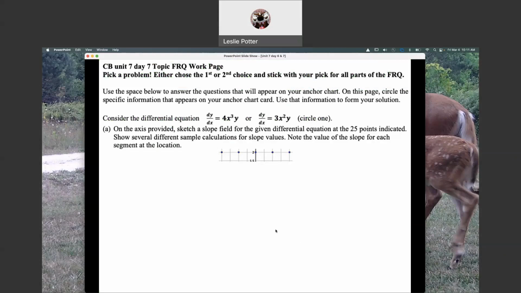Okay, so unit 7, day 7 topic questions are free response questions. Let me just verify that. Yep, they're free response questions. In other words, there are no topic questions. We need to dig into these free response questions. These are super important. So you'll do that after the quizzes.